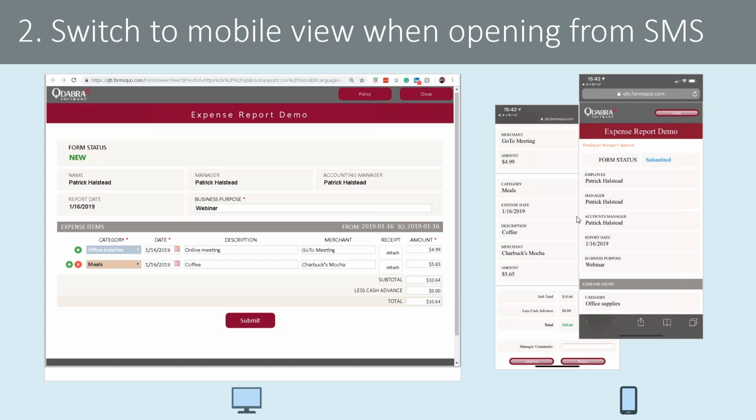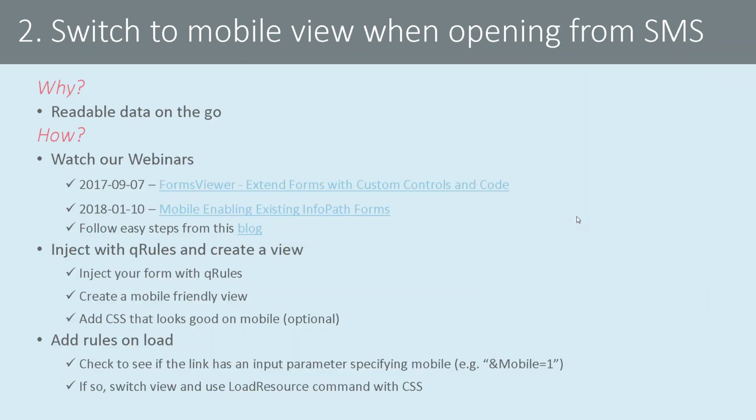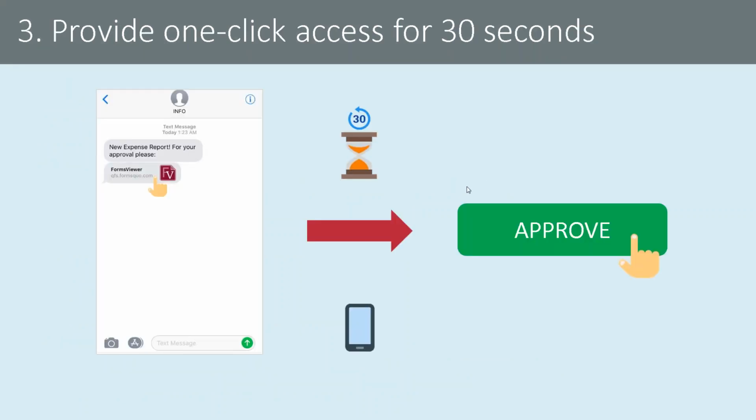So that's one technique. We've talked about this in our previous webinars. It's pretty simple to implement. You can look at last week's webinar or the one last summer, actually 2 summers ago. You're going to use QRules and you're going to use CSS, and you're going to switch the view. So it's pretty simple stuff, and we've got a lot of samples with these webinars that will show you how to do that. We're also doing training next week, and one of our labs will show how to add a CSS to your forms.